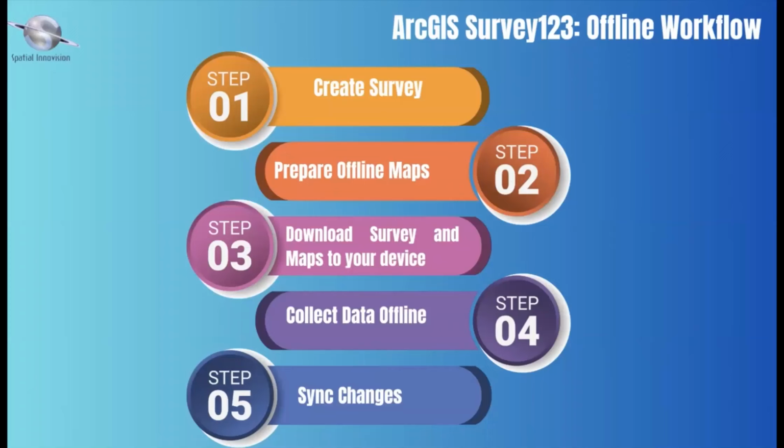Before heading to the field, your field data collection team will be required to install the offline map area on the Survey123 field app. This step downloads the map data to the device for offline use during data collection. In the field, users can collect data without an internet connection, including capturing location and media. Once back online, the user can sync the collected data, integrating it into the main map for further analysis and collaboration.